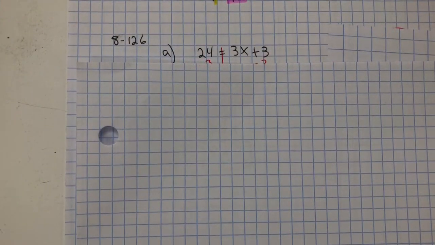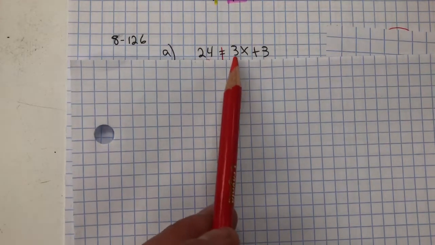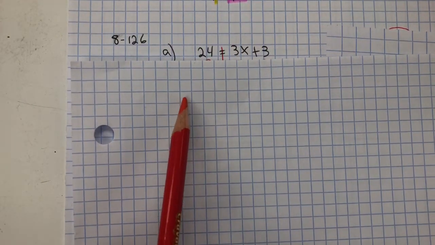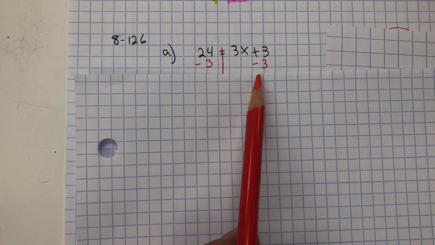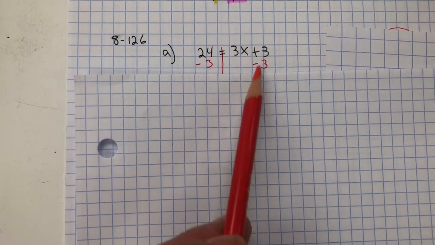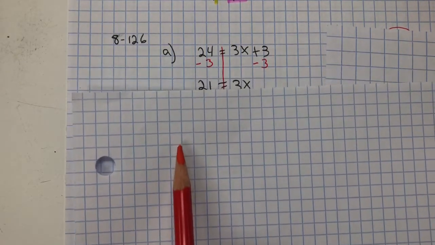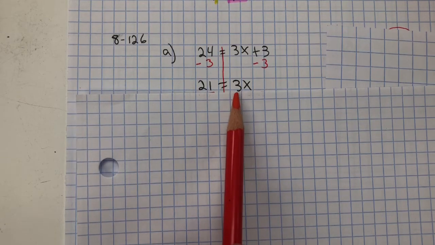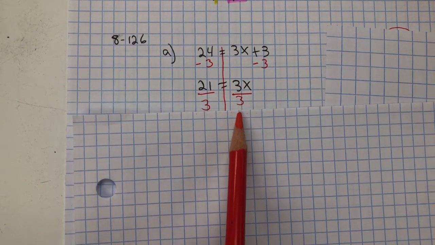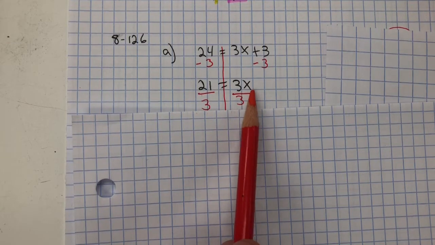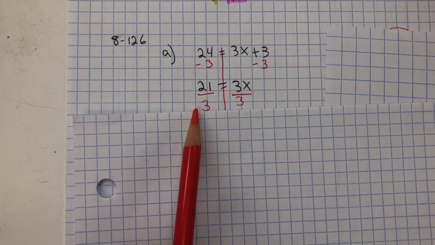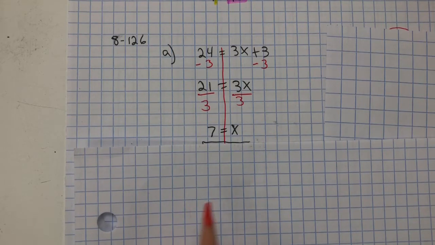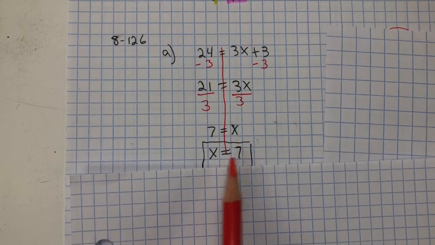In problem 126, I need to simplify and solve each equation below for x. So I want to solve for x, so I'm going to use inverse properties. Inverse property of addition is subtraction, so I subtract 3 from both sides, creating a zero pair. 24 minus 3 is 21. Inverse property of multiplication is division, so I'm going to divide both sides by 3, which creates the big 1. 1 multiplied by x is x. 21 divided by 3 is 7. So 7 equals x, or x equals 7.